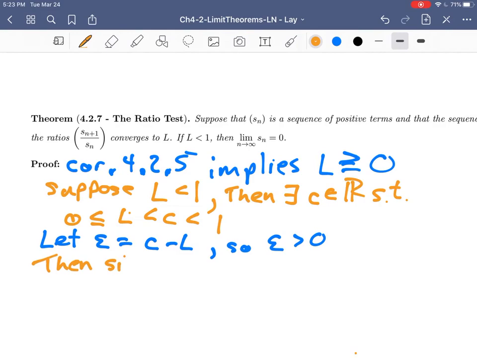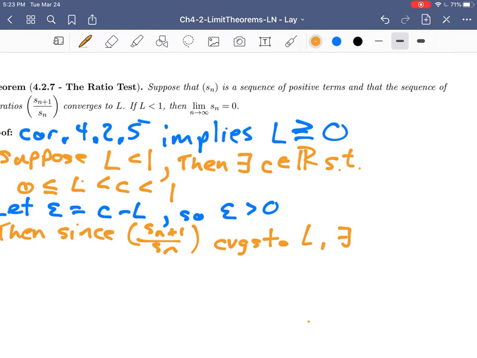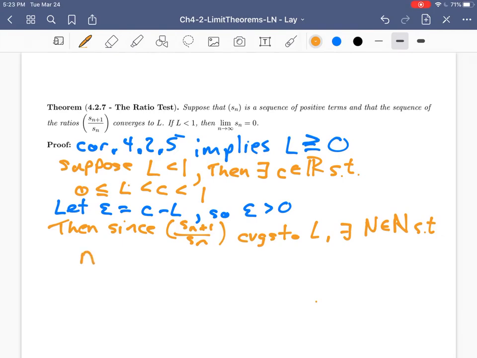Then, since S sub n plus 1 over S sub n converges to L, we know that there exists a natural number N such that n greater than or equal to N implies that the distance between S sub n plus 1 over S sub n and L is less than epsilon.